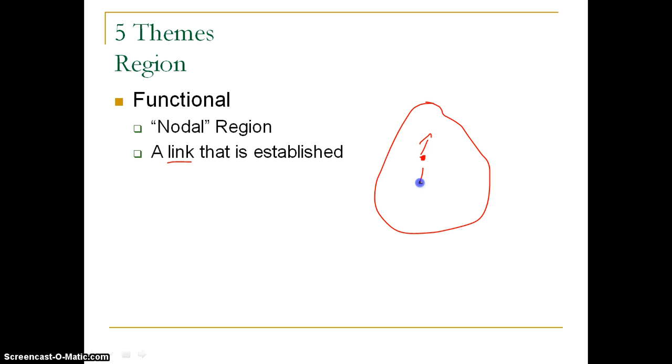Now, one of the things about the nodal region is that the node is really the only thing that draws this particular area together and creates the common feature. One of my favorite examples to use for this is a pizza delivery zone. Let's pretend that your node here is a Pizza Hut, and the area around it is the area that it influences, the area that it services.